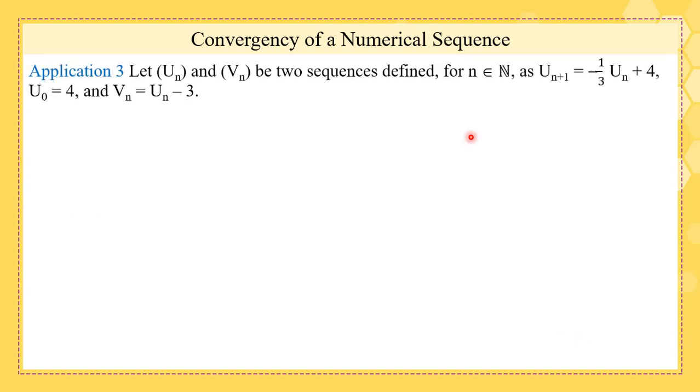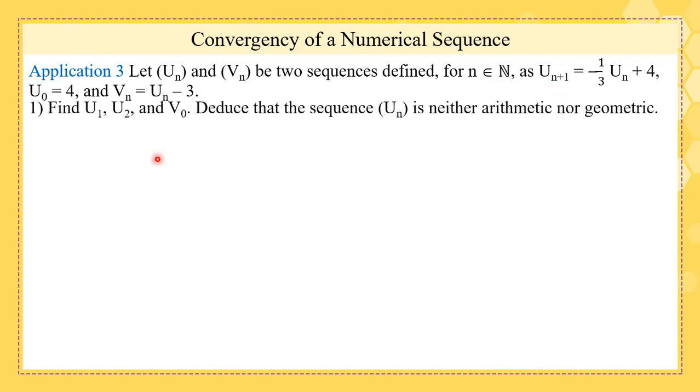Well, let's apply together. UN and Vn are two sequences defined as follows. First, we need to find U1, U2, and V0, and we need to deduce that the sequence UN is neither arithmetic nor geometric. Try to do it alone.